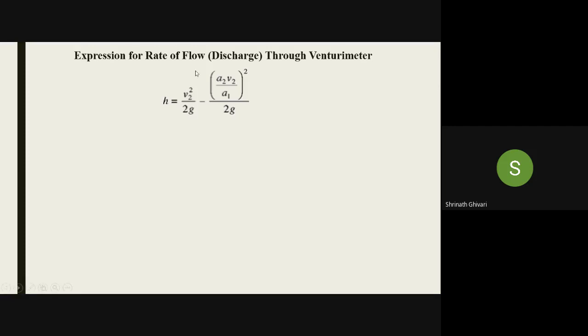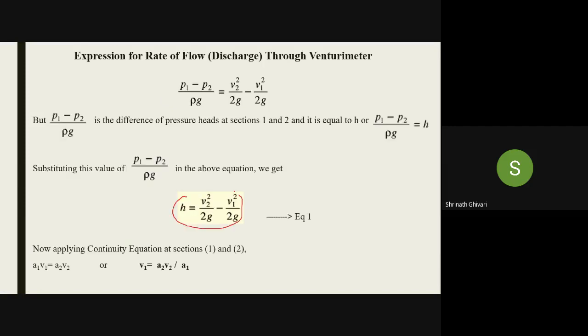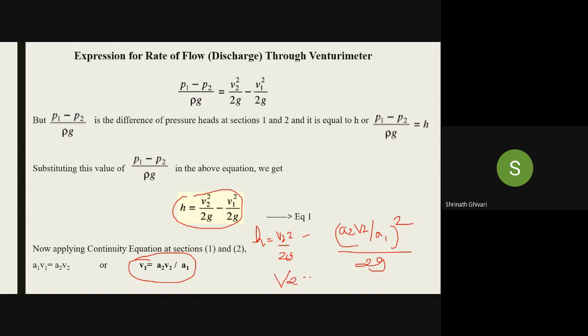Not like that. I have substituted the value of A2 V2 by A1 here, right? So in this equation, I have substituted this value. So H equal to V2 square by 2g will remain as it is, minus V1 square, which means A2 V2 divided by A1 whole square, divided by 2g. Now I want an equation in terms of V2 using this. Can I get it?